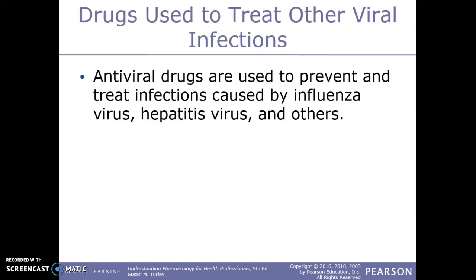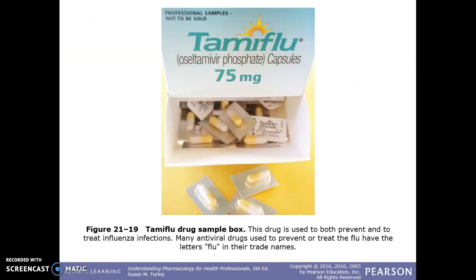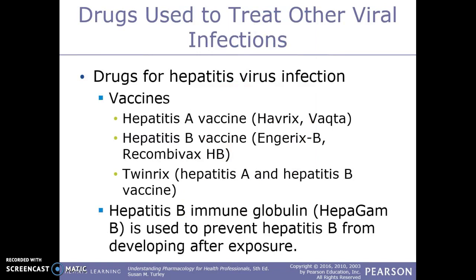So anything like influenza, hepatitis, those can also be treated with an antiviral type drug. Tamiflu is a really good example of that. And then you can look at some of the vaccines that are used to treat, or to prevent, I should say, viral infections. Then you're going to look at some fungal and yeast infections and what those can be treated with. And that's pretty much the extent of Chapter 21.